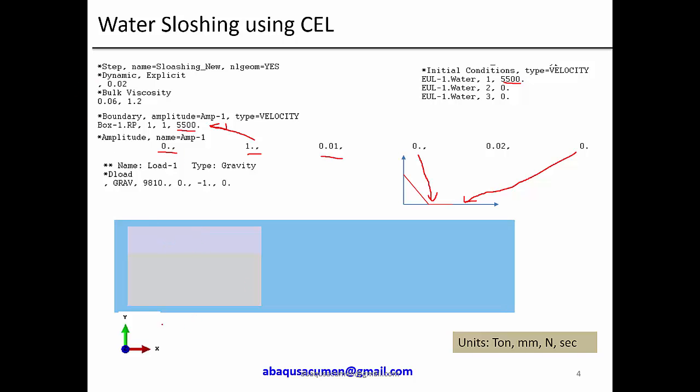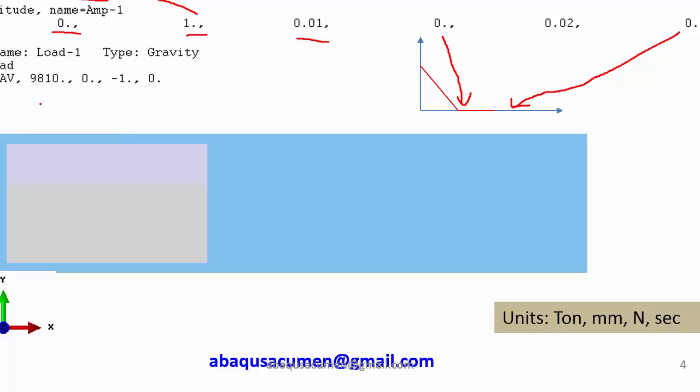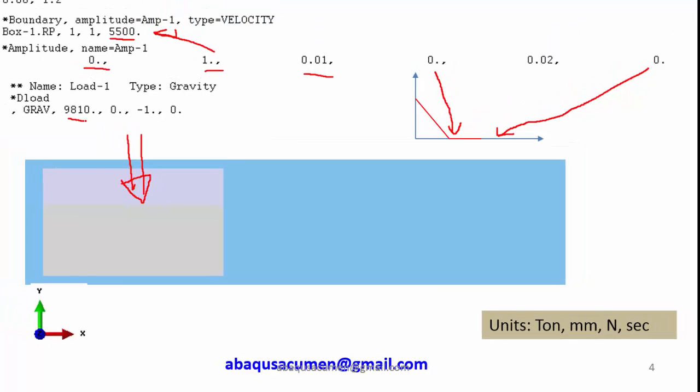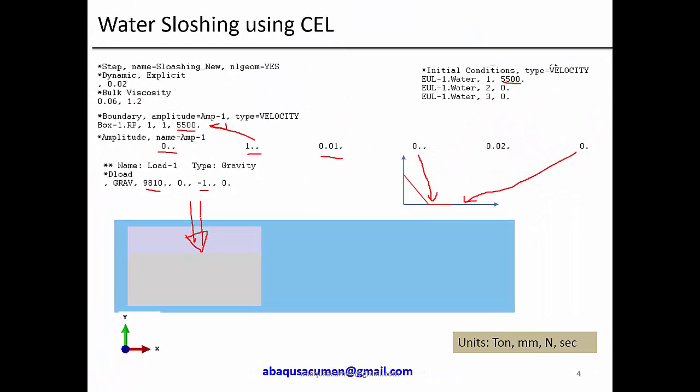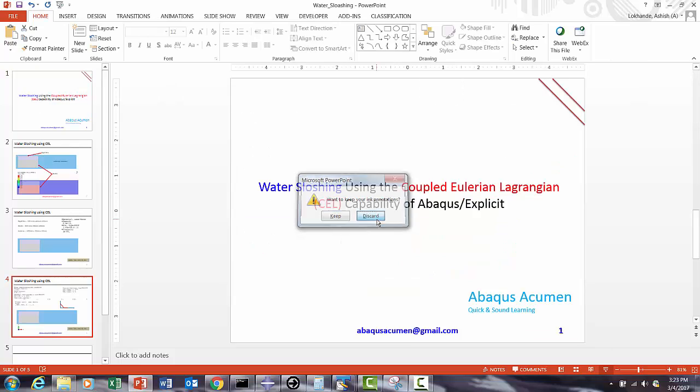At the same time, there is a gravity load applied. Gravity is applied from the top, so what you actually see is 9810 minus 1 in the y direction. So the gravity is also working, and then we are going to see the effect of sloshing. This is the problem we are going to do. Let's start doing the problem.